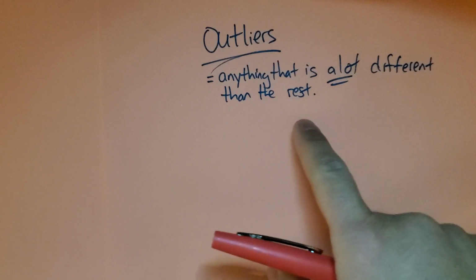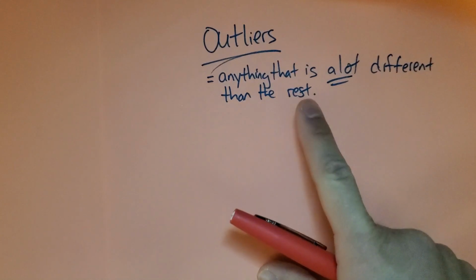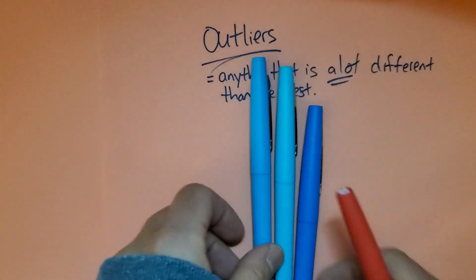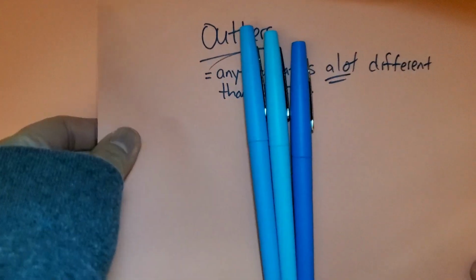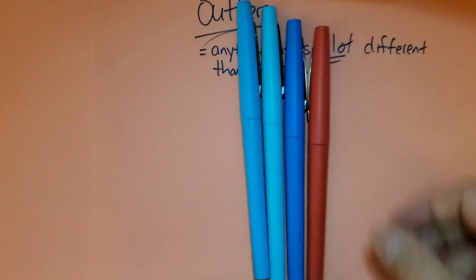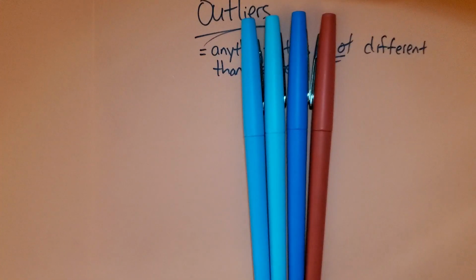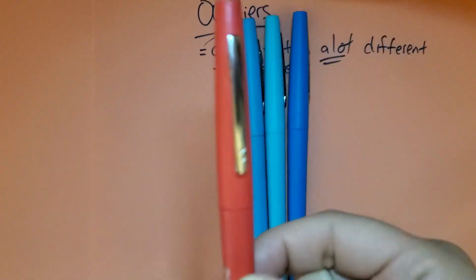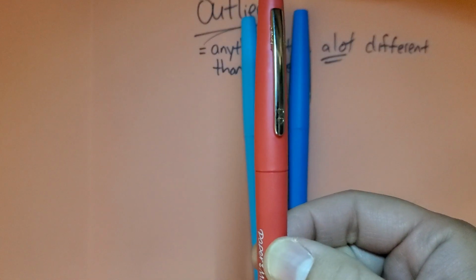So if you recall, an outlier is anything that is a lot different than the rest of whatever you're looking at. So let's take this example. You have 3 blue pens, 1 red pen. Which one is different than the rest? The red pen. The rest are blue. The red pen is the outlier.